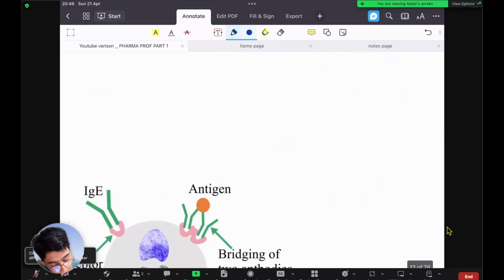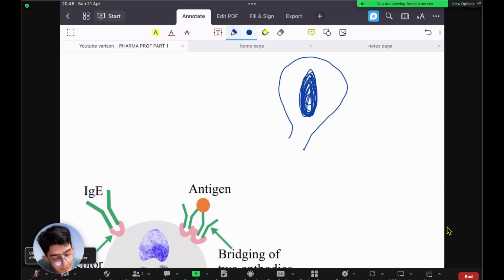See, this is your uterus, right? And this is your baby, right? So during delivery, what will happen? The uterus needs to contract and relax to slowly push this baby outside.